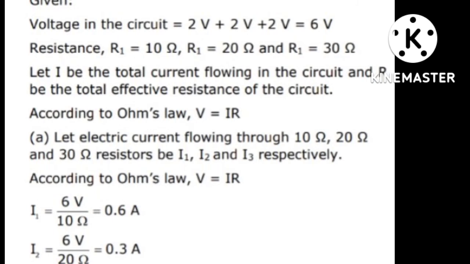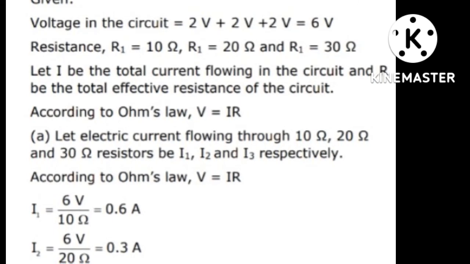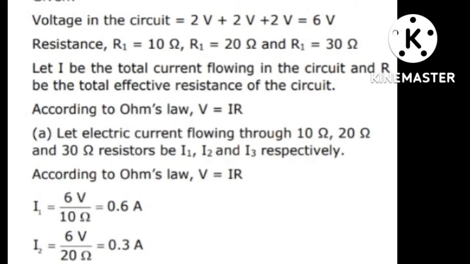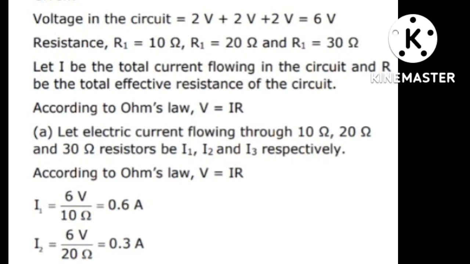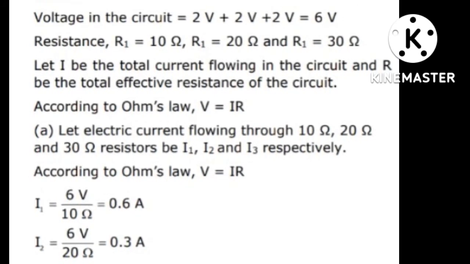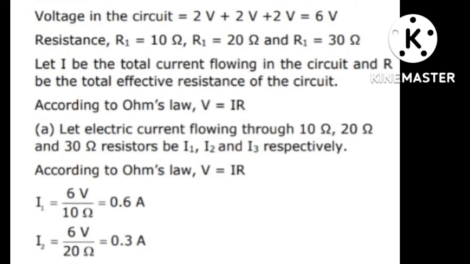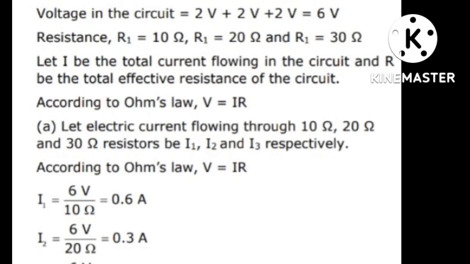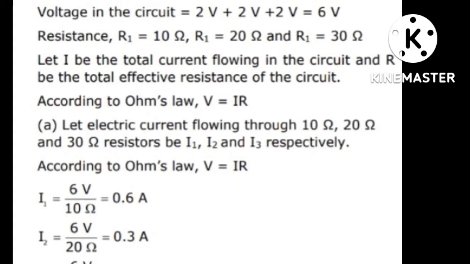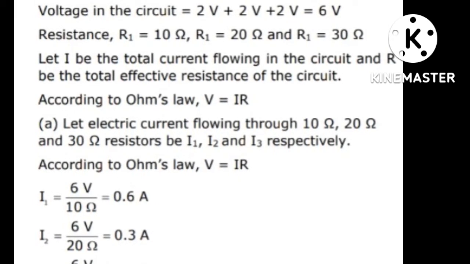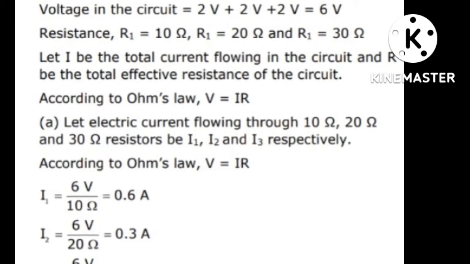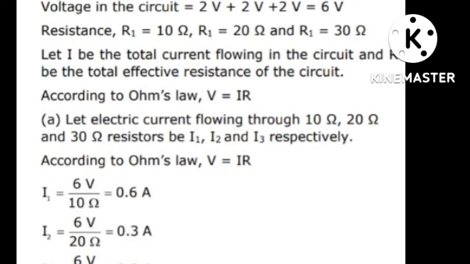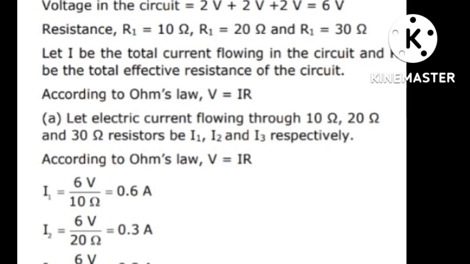Here we have 3 cells of 2 volt. So what will be the total voltage? That will be 2 volt plus 2 volt plus 2 volt, that is 6 volt. And the resistances are given as R1 is equal to 10 ohm, R2 20 ohm and R3 30 ohm. And suppose we are taking I as the total current flowing in the circuit and capital R be the total effective resistance of the circuit. Then we can apply Ohm's law here, that is V equal to I into R.